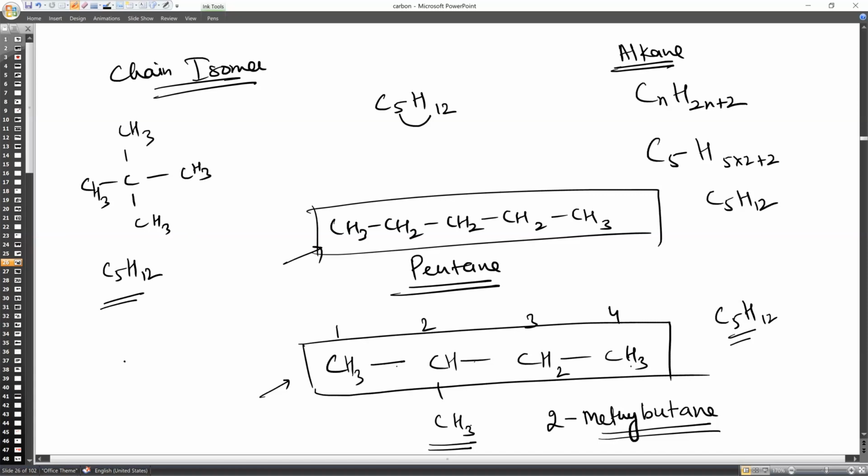Why can we not place it like this, 1 carbon here and 1 carbon here? Because again, this will become the longest carbon chain of 4. And at the second position, this and this are the same. This is 1, 2, 3, 4, and at the second position, we have one CH3 group.